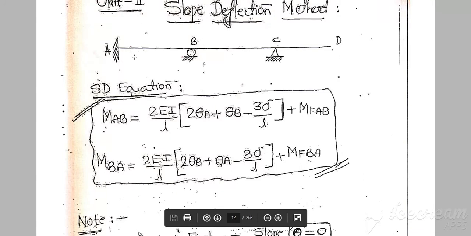For example, you can take this beam. What type of support is this? Fixed support. Support A is a fixed support, and support B is a roller support, and support C is a hinged support, and D is open to atmosphere, or it is a cantilever.